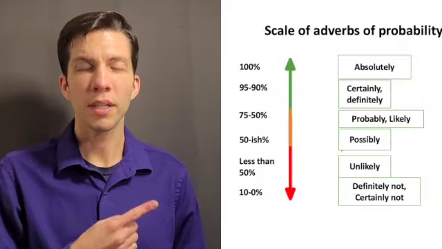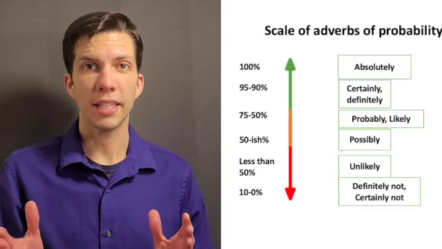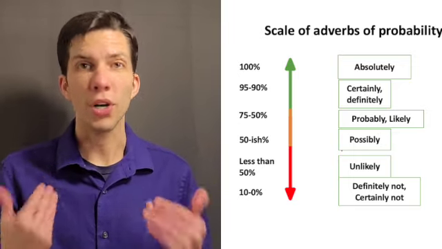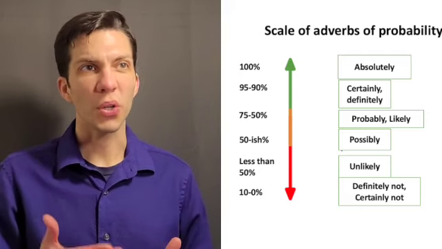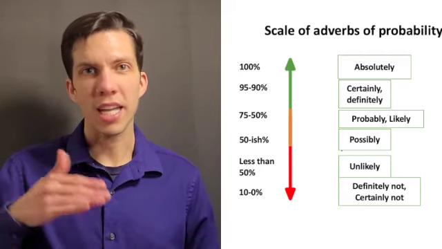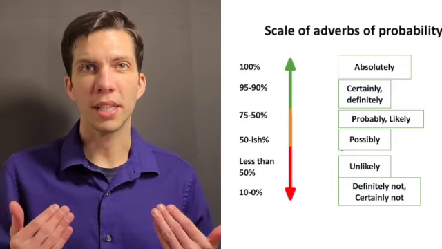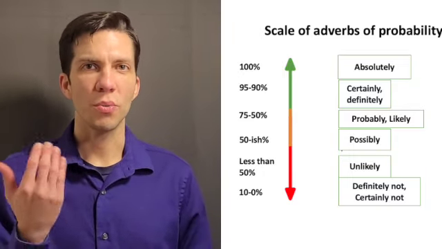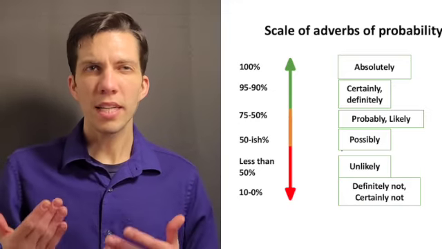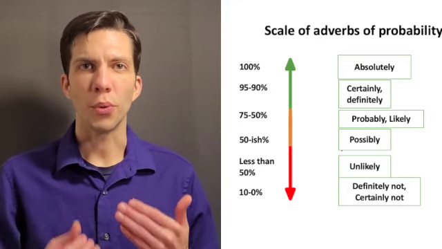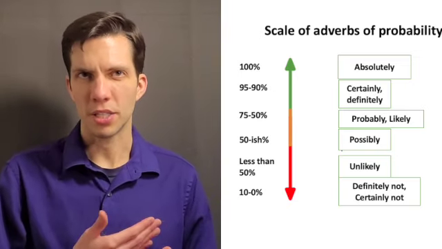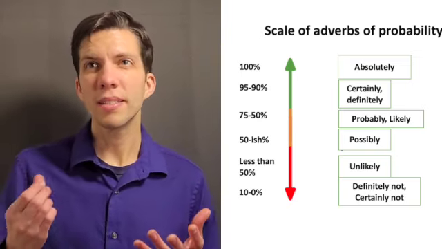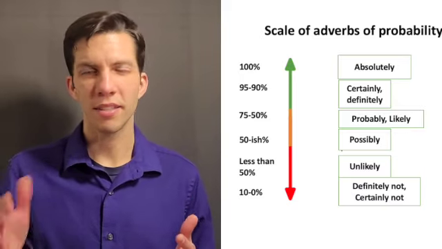So let's take all these adverbs and put them on a scale. So if you say something like absolutely, it's like 100% you think this thing is going to happen. If you say certainly or definitely, it's like 90, 95%, something like that. Then you get into probably or likely. That's maybe 75% or 80%, something like that. Then we get into possibly. Possibly, it's more like 50%.